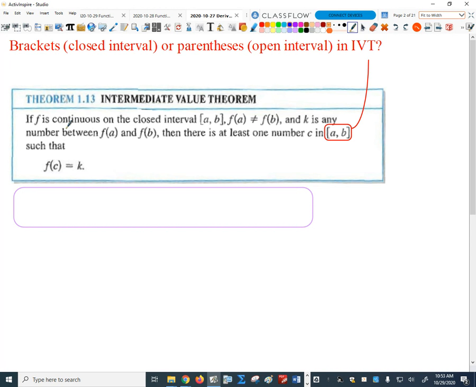If we say f is continuous on the closed interval from a to b, and we think about the intermediate value theorem, if f of a is not equal to f of b, and k is an intermediate value, a value between f of a and f of b, then what does the intermediate value theorem guarantee? At least one number between a and b, or including a and b. Can anybody tell me what the difference is in how we define f that determines whether we include the endpoints or not? Any suggestions?